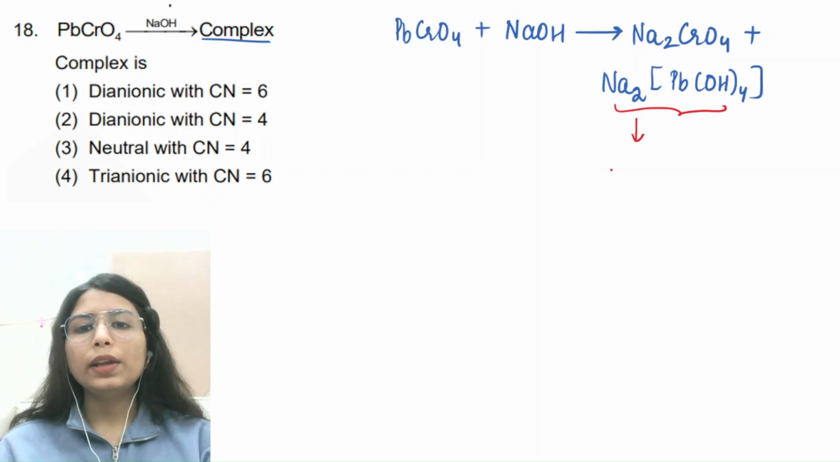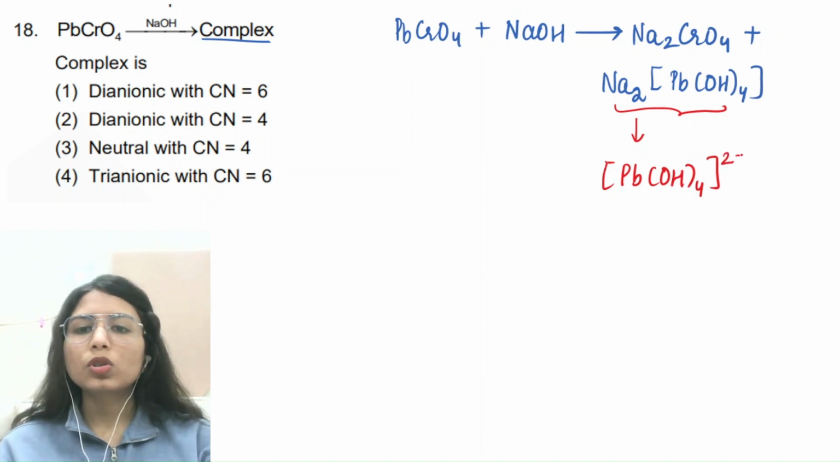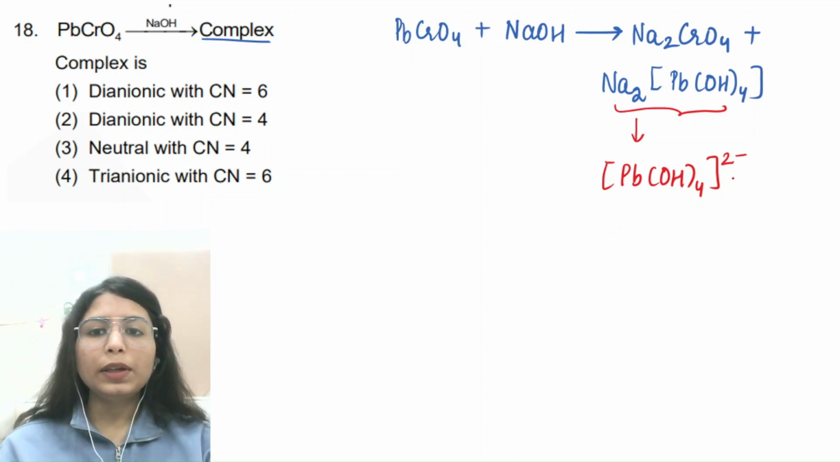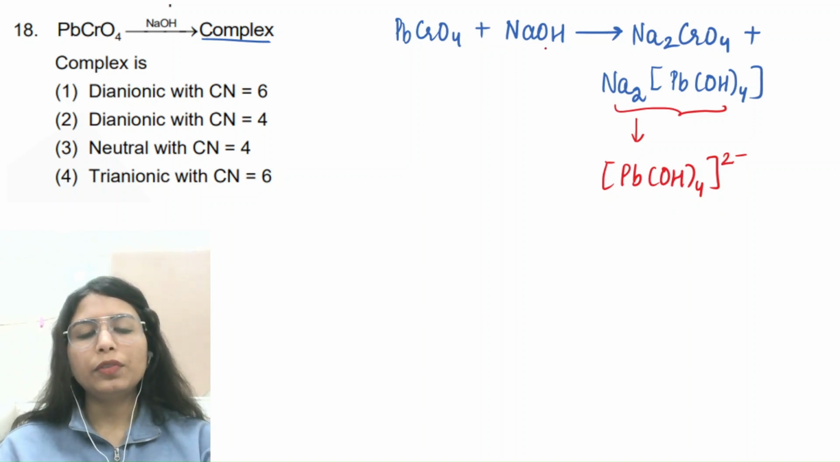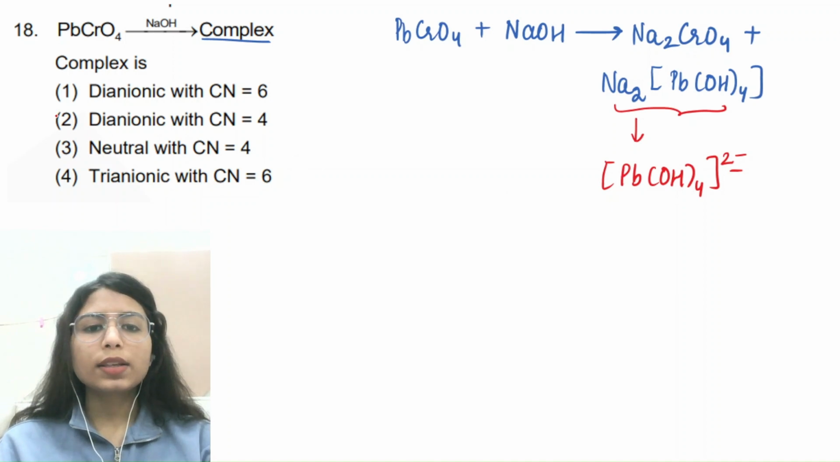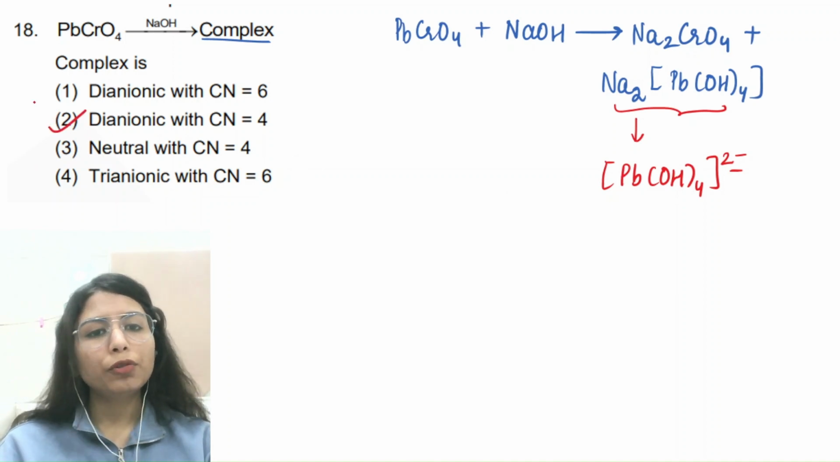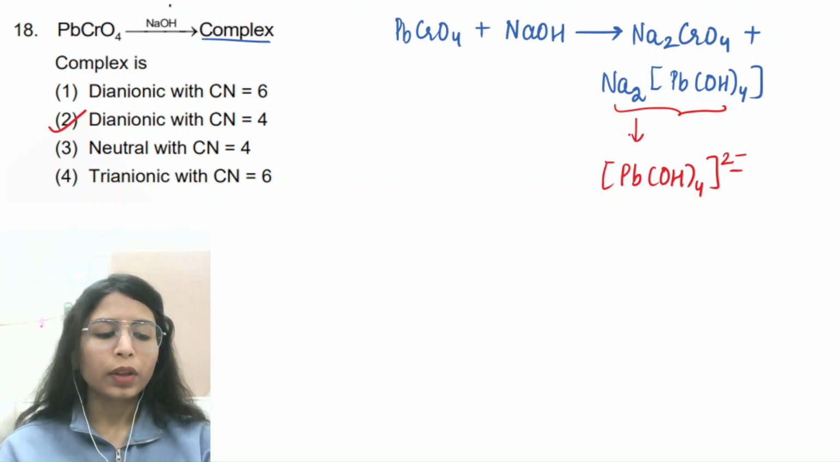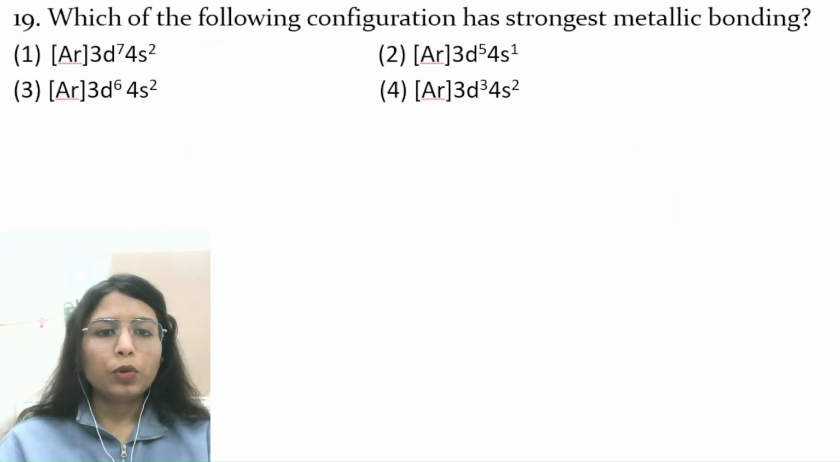Now if you remove 2Na from this, you will get your anionic part, because if you remove the positive part, to make it neutral you need two negatives, right? So it will be 2 negative. This is the complex that has been formed after the reaction of lead chromate with NaOH. It is basically dianionic because it contains 2 negative charge and the coordination number is 4. So the correct answer would be dianionic with coordination number 4. Here you just need to see what kind of reaction is taking place and what is the exact complex that has been formed. Okay, let us now move on to another question.